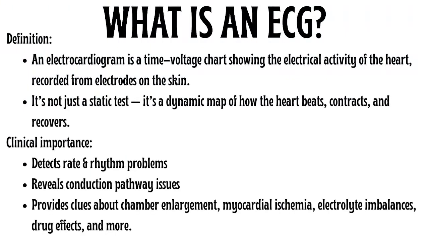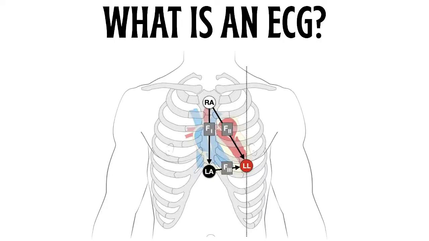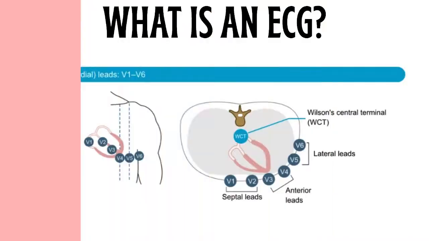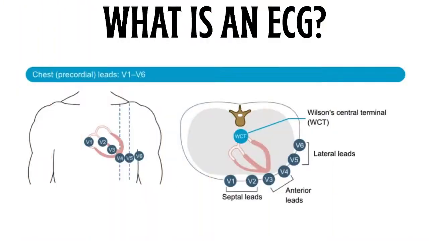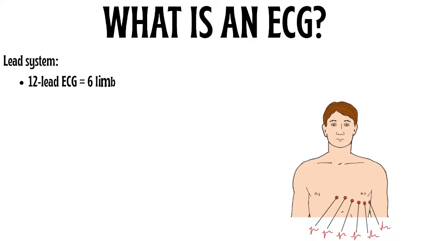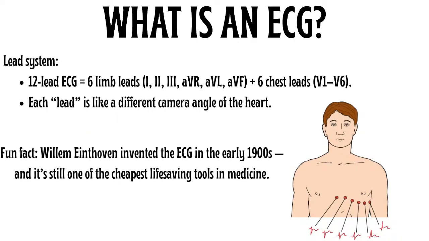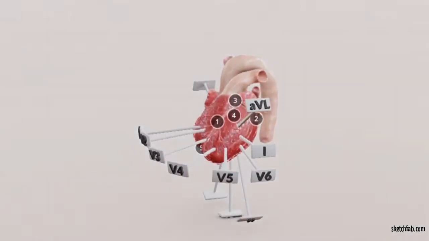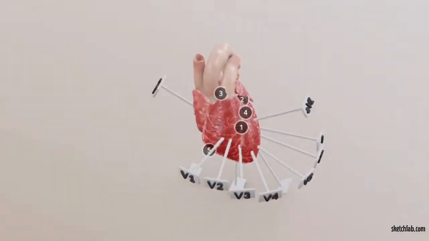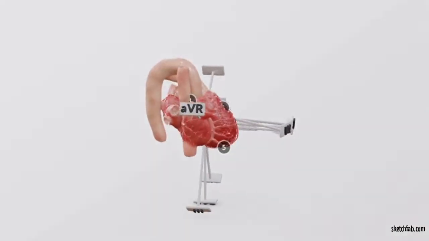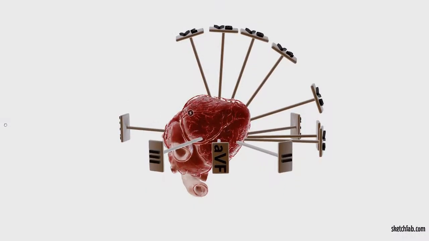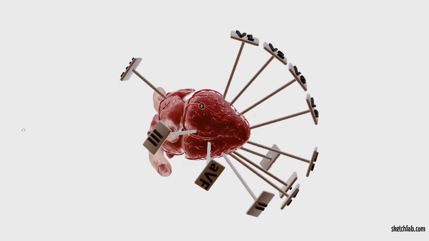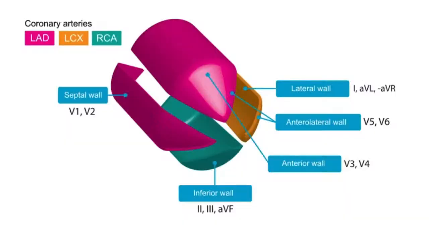The electrocardiogram, or ECG, is a graphical representation of the heart's electrical activity over time. It is recorded by placing electrodes on the skin, which detect voltage changes as the myocardium depolarizes and repolarizes. The standard 12-lead ECG includes 6 limb leads and 6 precordial leads, providing multiple perspectives of the same cardiac event. This information is invaluable for diagnosing arrhythmias, conduction defects, myocardial ischemia, chamber enlargement, electrolyte disturbances, and drug effects.